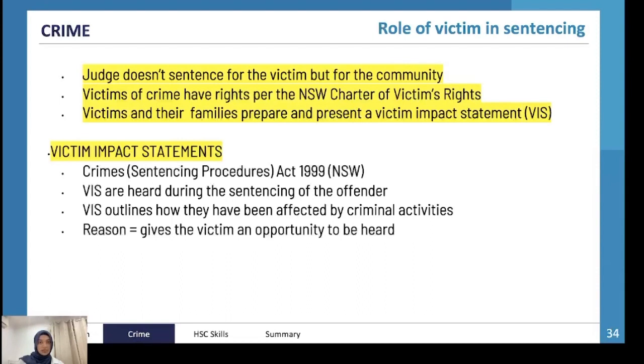Victims of crimes have rights per the NSW Charter of Victims' Rights, and victims and their families prepare and present a victim impact statement. A victim impact statement is under the Crimes Sentencing Procedures Act of 1999, and victim impact statements are heard during the sentencing of the offender. They outline how they have been impacted by criminal activities. In times where the victim has passed away as a result of the crime, their family can step in to give that statement as well. So it gives the victim the opportunity to be heard. Again, going back to that concept of the balance between victims, offenders, and the community.